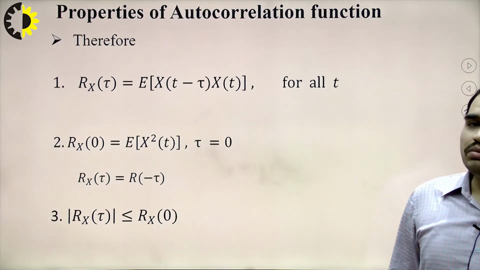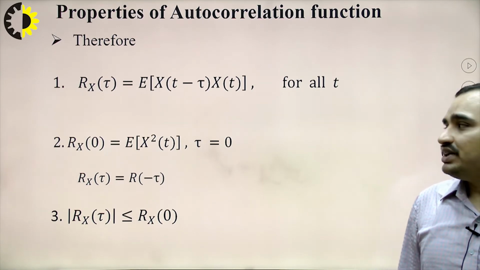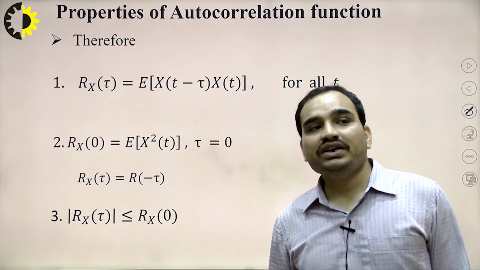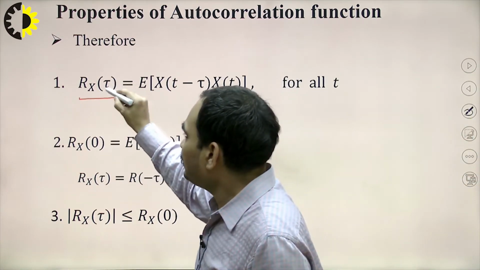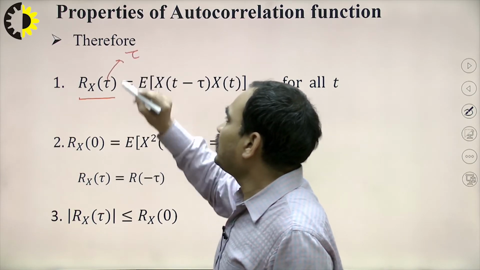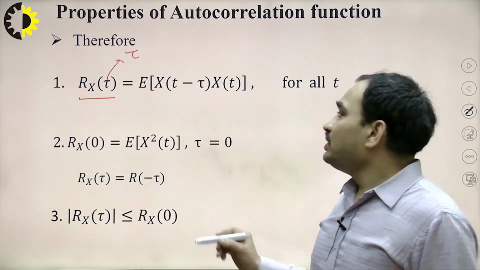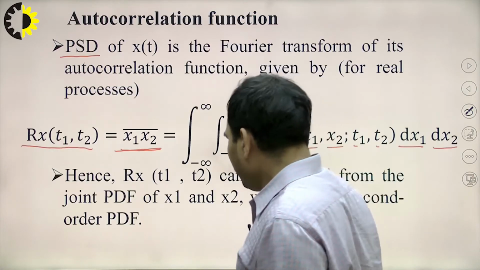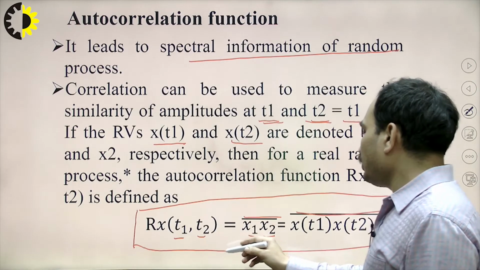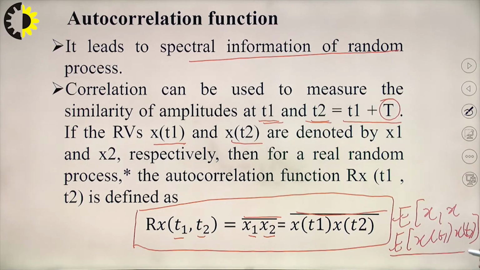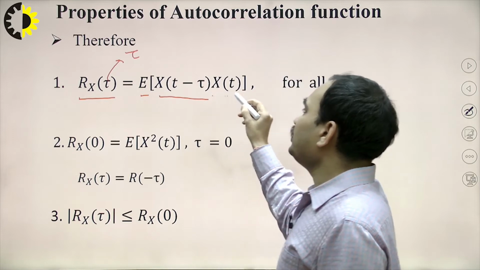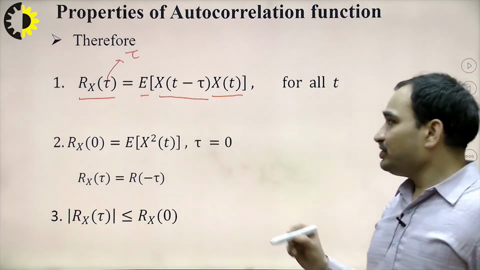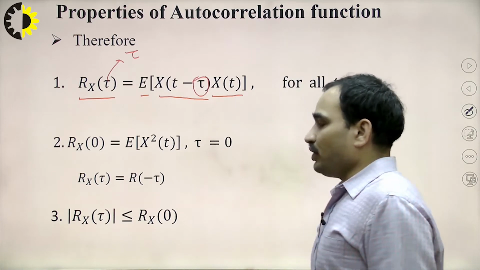Now, what are the different properties of the autocorrelation function? There are three basic properties which you have to keep in mind. The first property is the autocorrelation function which is delayed by the factor tau. So the delay factor is tau here. According to the formula, the autocorrelation function is the expectation of x(t1) multiplied by x(t2). Here we use the expectation of x(t minus tau) into x(t). This gives you the autocorrelation function, so the delay here is minus tau.